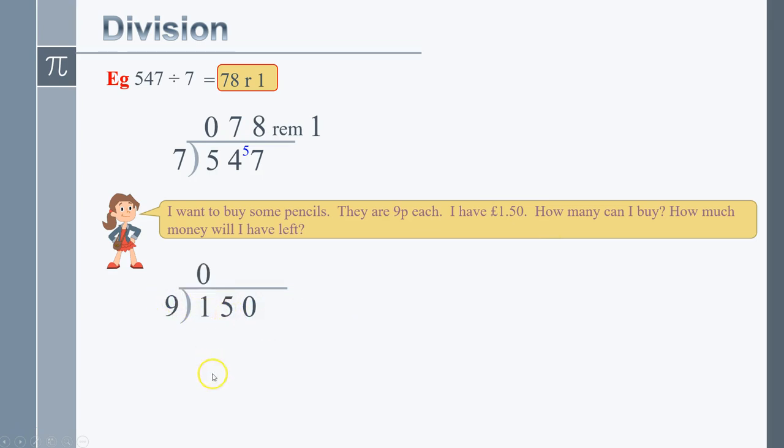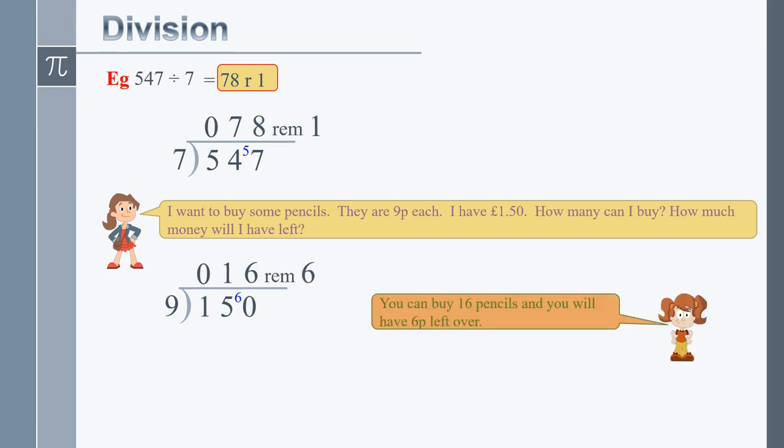9s into 1. That's not going to go. 9s into 15 now. So 9 into 15 goes 1. And I've got 6 left over. And 9s into 60. That's going to be 6. 6 9s are 54. So I've got a remainder of 6. So basically what that means is she can buy 16 pencils. And she's going to have 6p left.